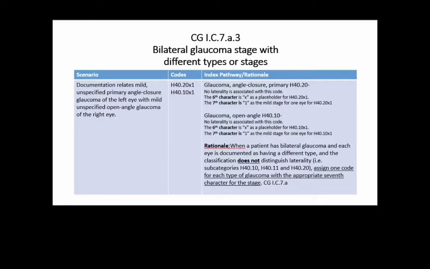Another example, documentation relates mild unspecified primary angle closure glaucoma of the left eye with mild unspecified open angle glaucoma of the right eye. So in this case, they have different types of glaucoma. The codes involved do not distinguish laterality, so we're going to assign one code for each type of glaucoma with the appropriate seventh character for the stage. And you see there what I've done.